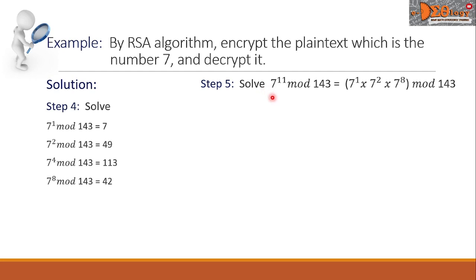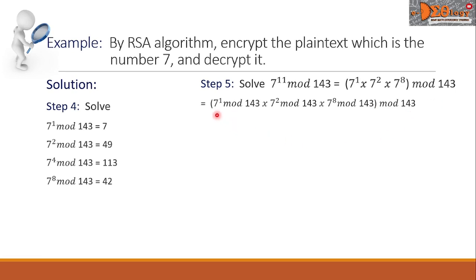We're going to solve 7 raised to 11 mod 143 into the quantity 7 raised to 1 times 7 squared times 7 raised to 8, then mod 143. The right side becomes 7 raised to 1 mod 143 times 7 squared mod 143 times 7 raised to 8 mod 143, then mod 143. Take note that we use the identity in this step.